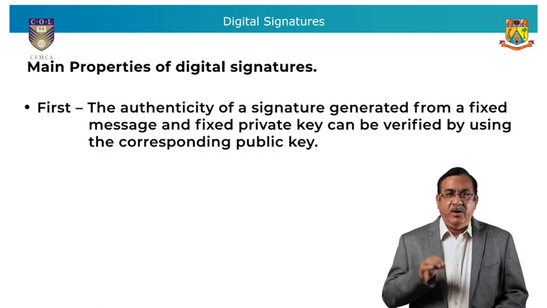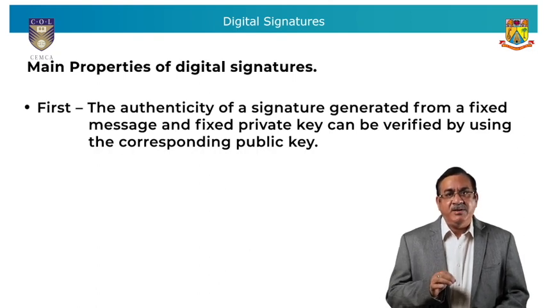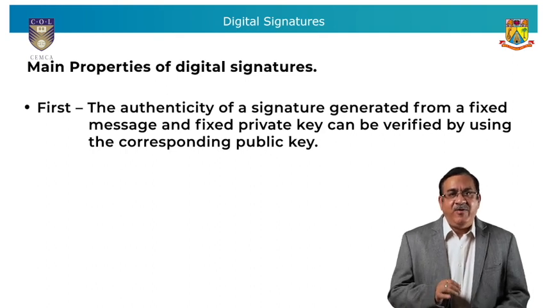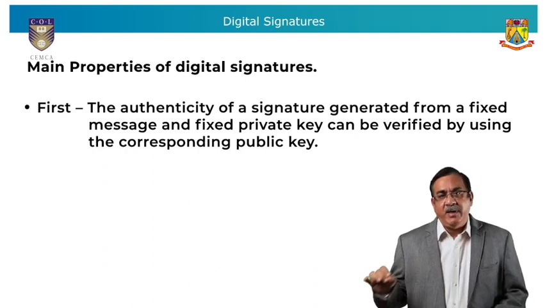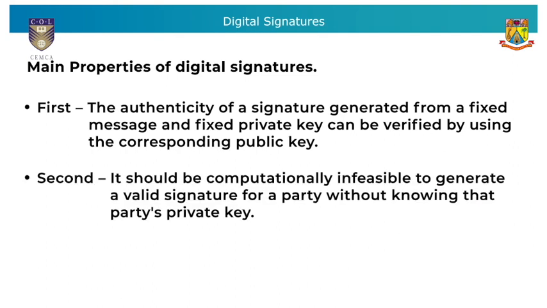Digital signatures require two main properties. First, the authenticity of a signature generated from a fixed message and fixed private key can be verified by using the corresponding public key. And the second property, it should be computationally infeasible to generate a valid signature for a party without knowing that party's private key. Let us now look at how to create these digital signatures.